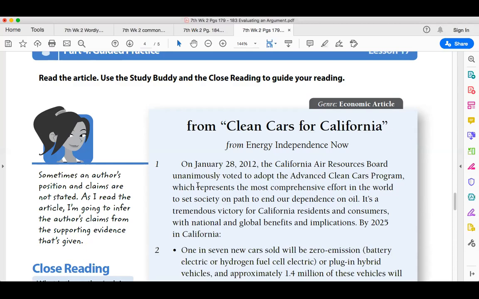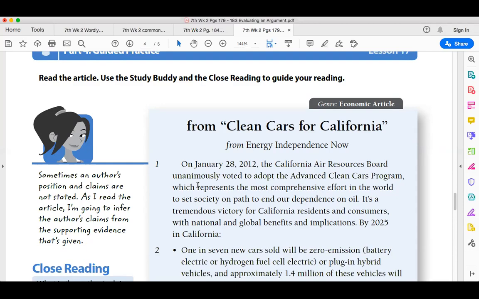What program does this article describe? You should remember this is the section where you read, and then I give you 3 comprehension questions to see how you did on reading. And this is where you try to answer those questions. So what program does the article describe? Okay, it's the Advanced Clean Cars program adopted by California.